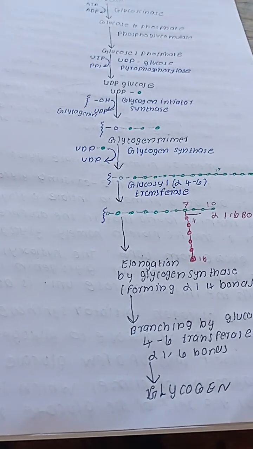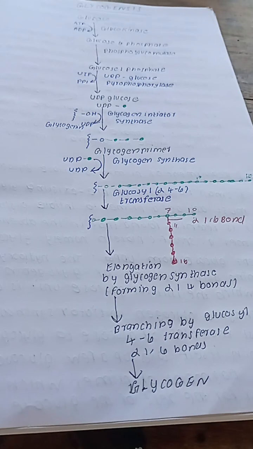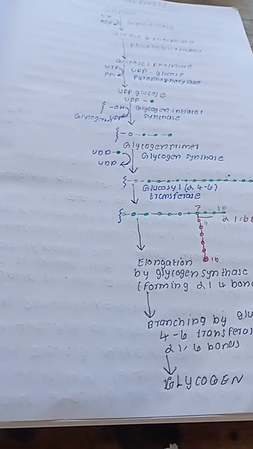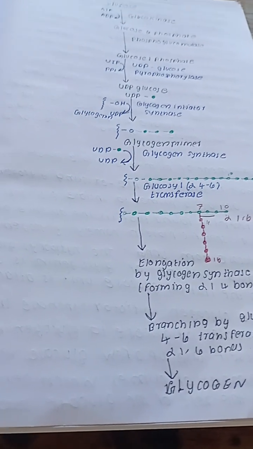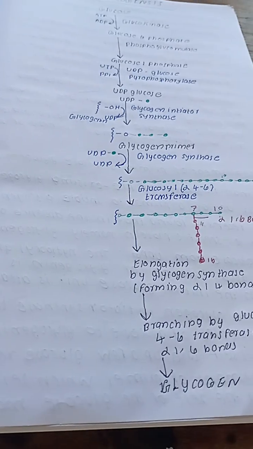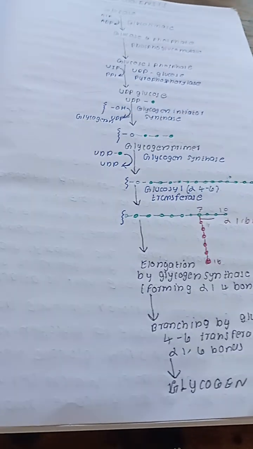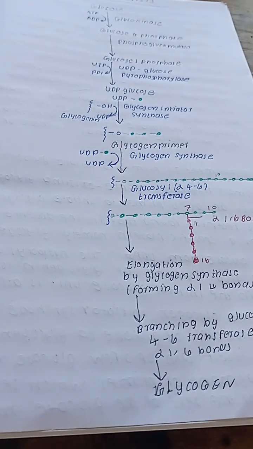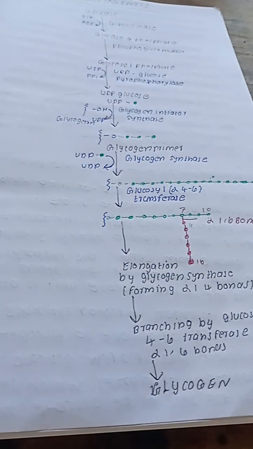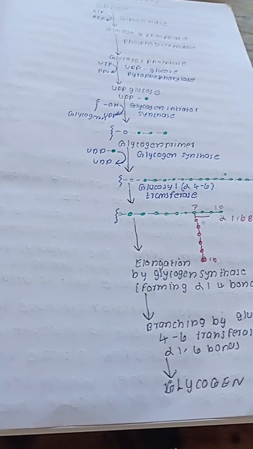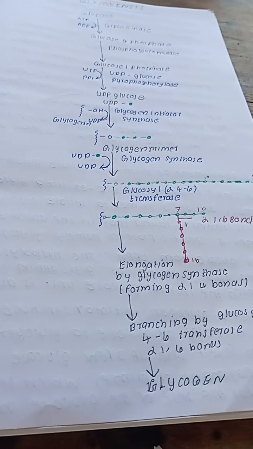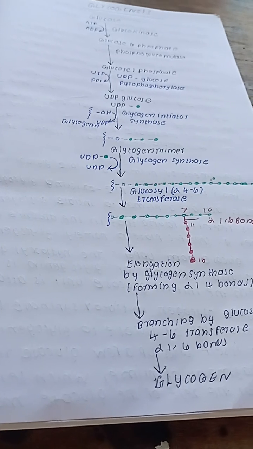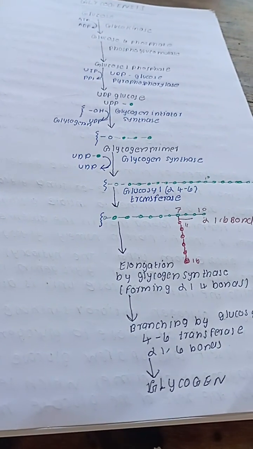First, UDP-glucose: glucose is converted into glucose 6-phosphate with the help of glucokinase, and glucose 6-phosphate is converted into glucose 1-phosphate by phosphoglucomutase. Then glucose 1-phosphate is converted into uridine diphosphate glucose, formed by UDP-glucose pyrophosphorylase enzyme. Then the UDP-glucose is formed.